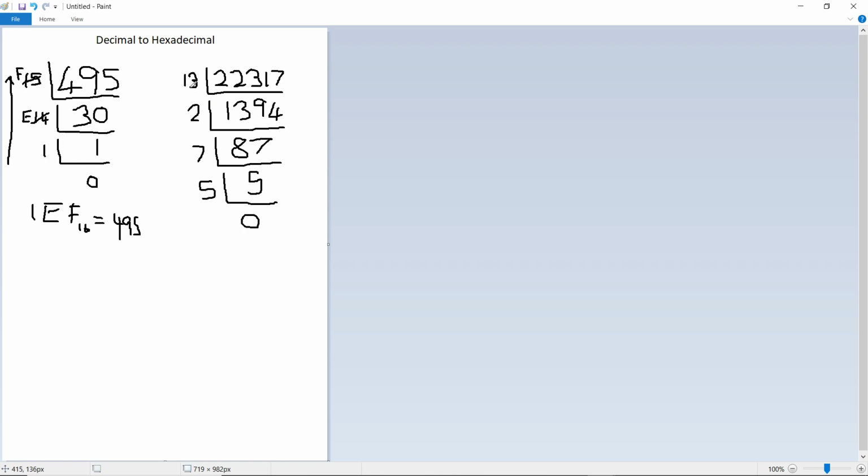Now I know I've finished because I've reached 0 at the bottom here. So I can replace my 13 with the symbol D, because we know that 13 is a D. And then I just read my remainders in reverse. So I've got 572D. So 572D hexadecimal is 22317. Okay, so that is exactly how you do it. You just do successive division until you get as far as 0, and then you just read all your remainders in reverse.